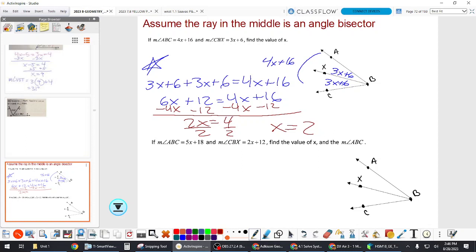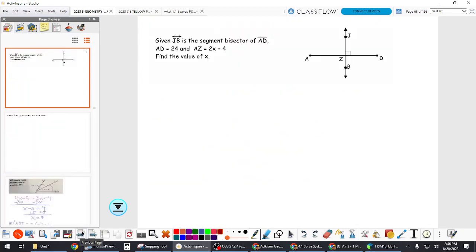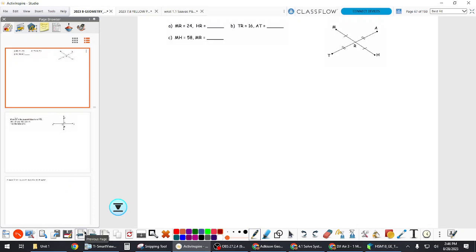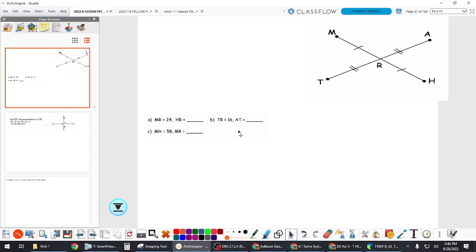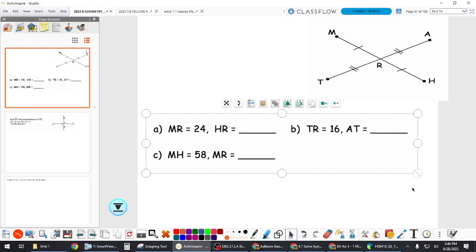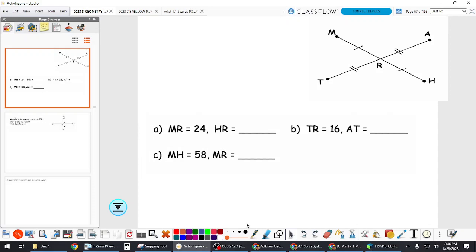Alright. Guys, we can do the same exact concept with segment bisectors. So you can just assume that it's cutting a segment or a piece in half. So with that said, let's see if you can figure this one out. You probably don't need to write it down. So you can feel free to just think about it or talk with somebody. Read carefully though, I will give you that caution. Also, each of these are separate problems. They don't build, and they don't all go together. It's like A is completely separate from C, etc.